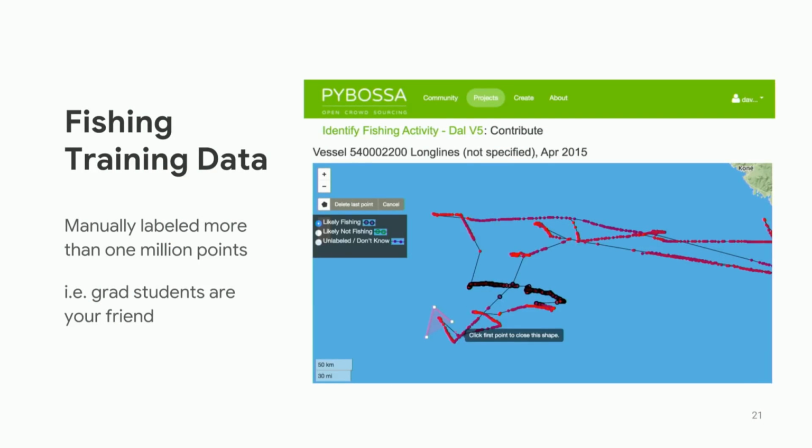This is a case where grad students are your friend. We partnered with a number of research institutions that helped us with this. And we built a JavaScript tool. You can see a screenshot of it here in something called Pybasa. You look at these tracks of the boat, and we work with fisheries experts to help train us, and you label each position as fishing or non-fishing. We labeled more than 1 million positions.